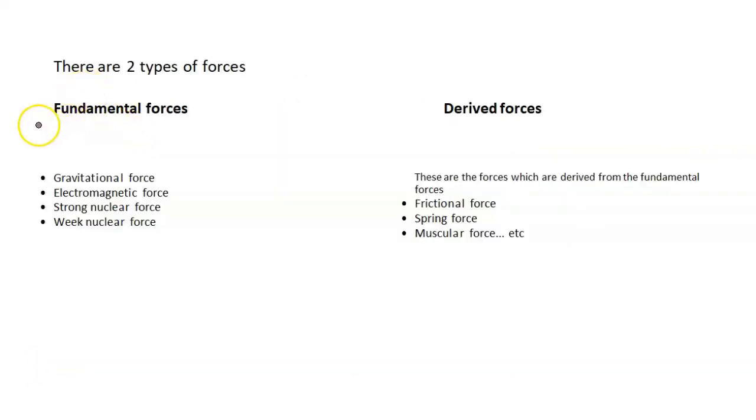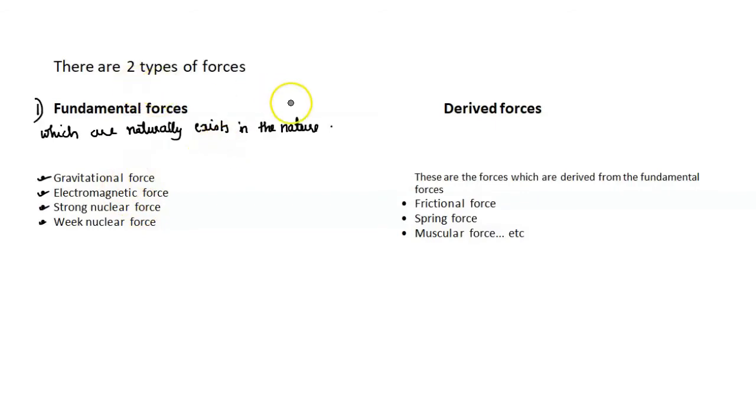There are two types of forces. The first one is fundamental forces. These are the forces which naturally exist in nature, on their own. There are four types of fundamental forces. The first one is gravitational force, the second is electromagnetic force, the third is strong nuclear force, and the last is weak nuclear force. We are going to study them in detail in this chapter.